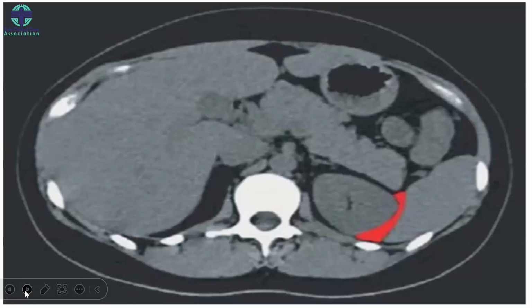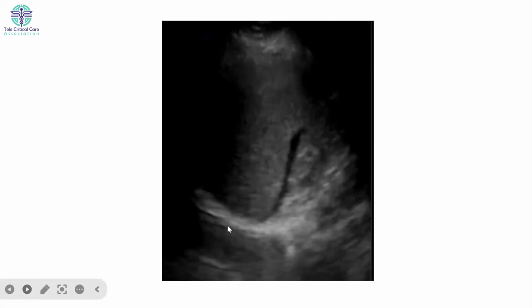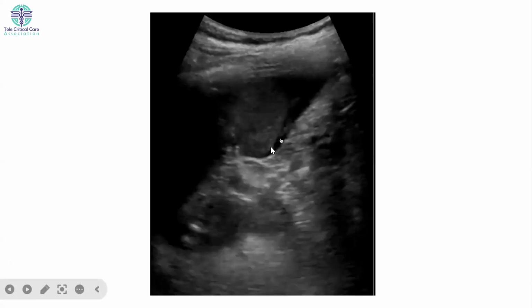So this is a CT image which shows our target area of interest for the left upper quadrant region. Now this is the image which shows that the FAST is positive, with anechoic fluid present in between the kidney and spleen. Okay, now this is the image which shows that the caudal portion of the spleen has anechoic fluid, which again turns out to be a FAST positive.